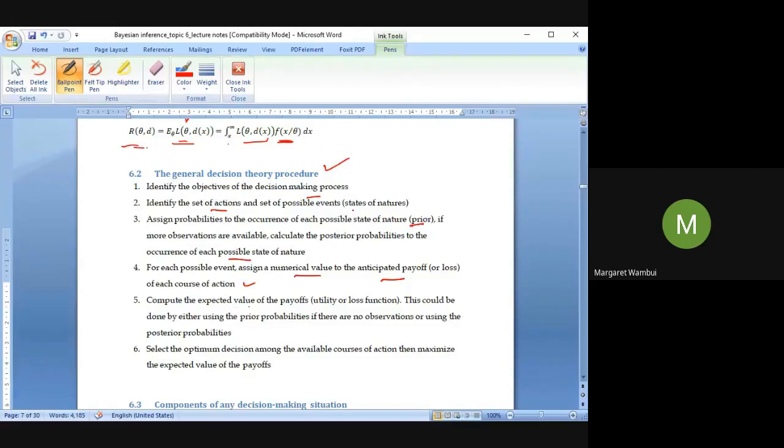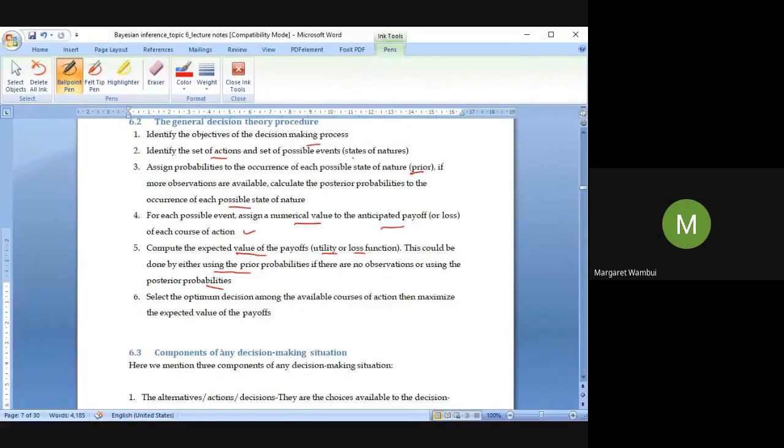Then 5, compute the expected value of the payoffs, or that is either utility or loss function. This could be done either by using the prior probabilities if there are no observations, or using the posterior probabilities. Then the last stage is select the optimum decision among the available courses of action, then maximize the expected value of the payoffs. And I think this is very theoretical. The stages are very theoretical as you go looking at them. But when you get a scenario now and follow these steps, you will be comfortable.